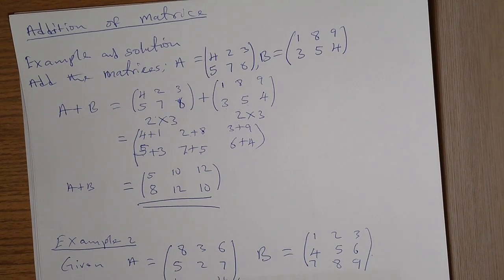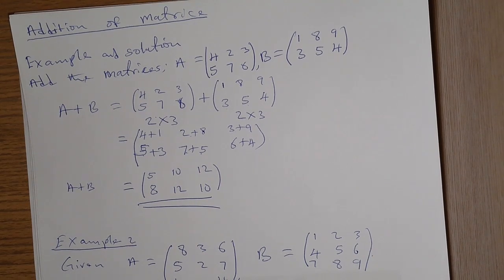So this will give us the same thing as 8 plus 1, 3 plus 2, 6 plus 3. We have 5 plus 4. We have 2 plus 5. We have 7 plus 6. We have 1 plus 7, 0 plus 8, and finally we have 4 plus 9.